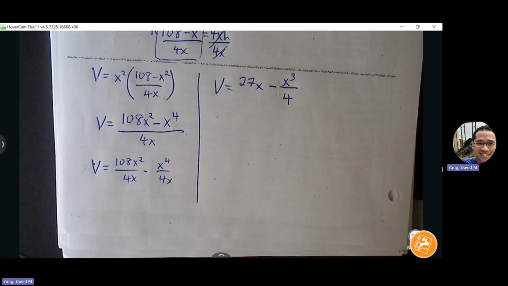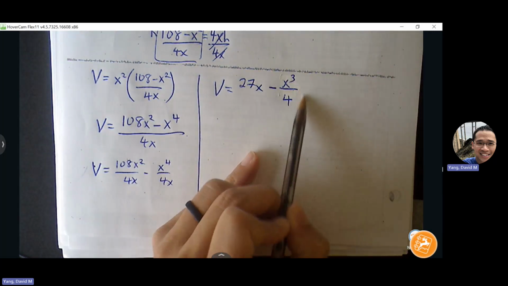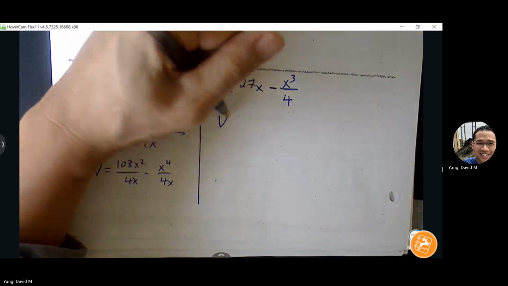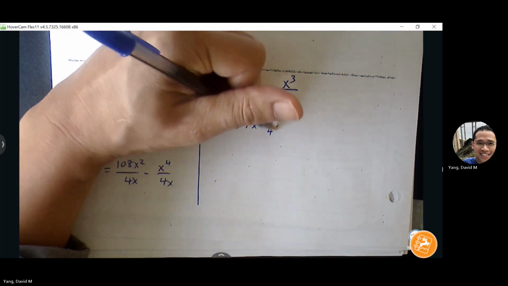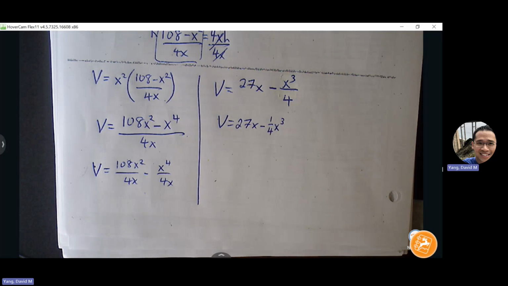Okay, so I got 27x minus x cubed over 4. I'm basically ready for power rule. How can I rewrite this so it doesn't look like a quotient rule problem? I don't have to go through quotient rule for this. Okay. All right, much easier, right?